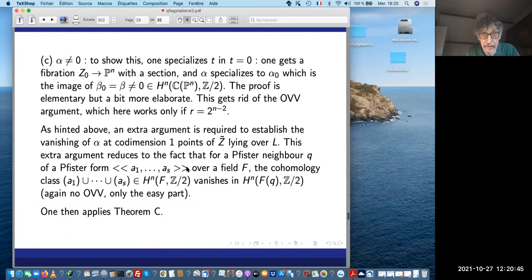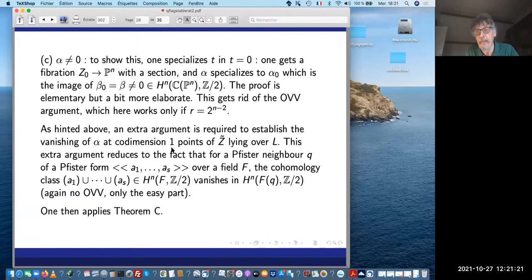It's absolutely astonishing. Use the simple fact that if you take a Pfister neighbor of a Pfister form over a field F, the cohomology class (a1, ..., an) in H^n(F, Z/2) vanishes in H^n(F(Q), Z/2). Okay. So remember, the Orlov-Vishik-Voevodsky result is a very subtle result which tells you where the kernel of this map is. But the fact that this class itself vanishes in H^n(F(Q), Z/2) has been known forever. And this is all that's used to ensure this missing argument at that point.